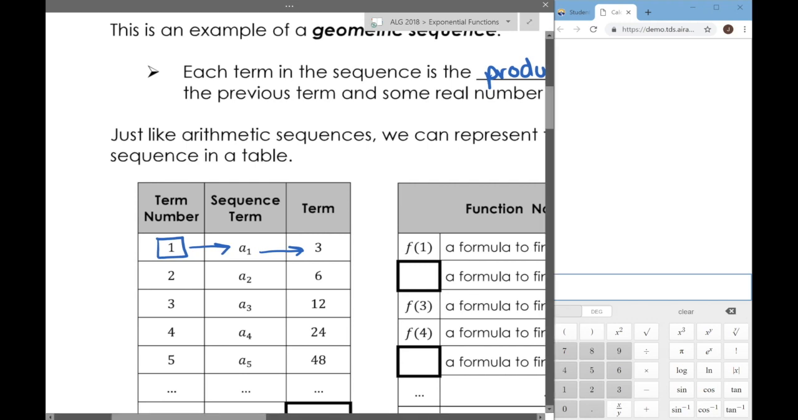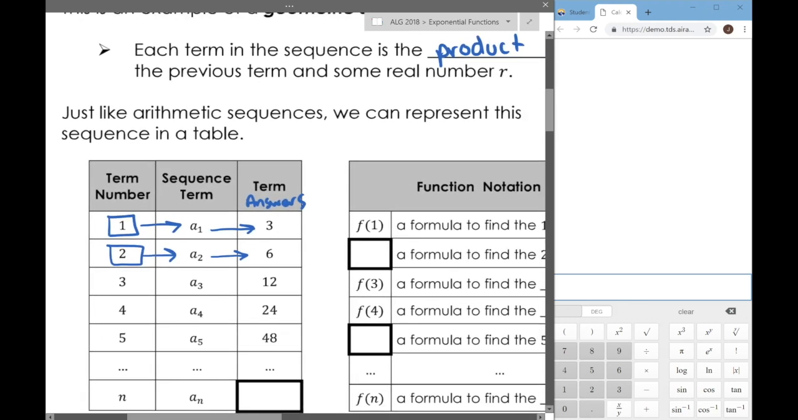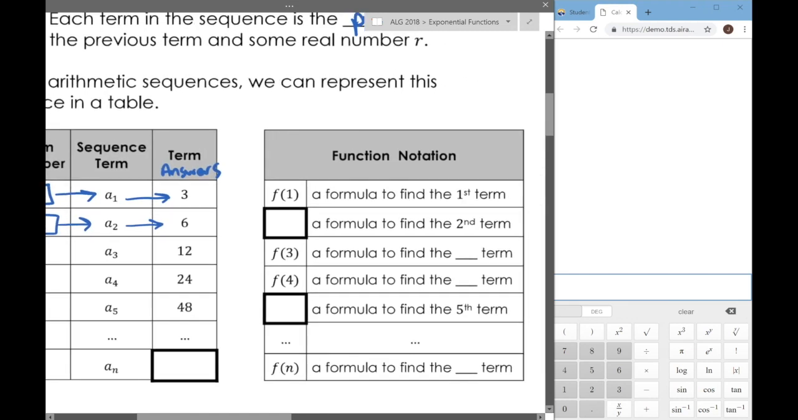Now, if I'm trying to solve for the second term, that second term is labeled A of 2, and whatever the answer is, 6. Okay, so just to let you guys know, term is the same thing as answers. Okay, alright, so let's move on to here.